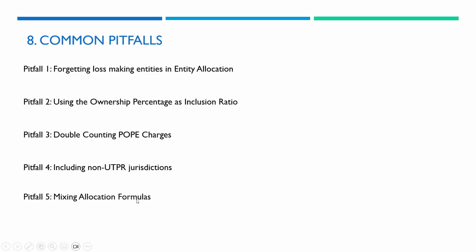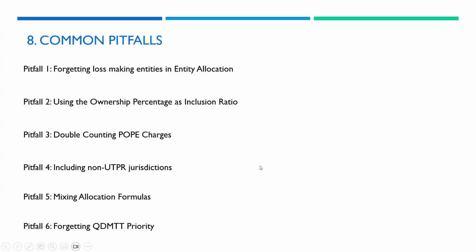And don't mix allocation formulas. First jurisdiction, then entity, then parent, then UTPR. Never do anything before that. And don't forget the QDMTT priority. You should always deduct QDMTT from the jurisdictional basis to find the top up tax allocated to each entity.